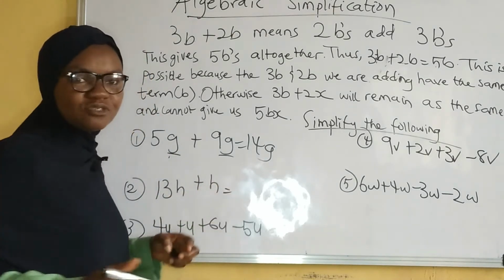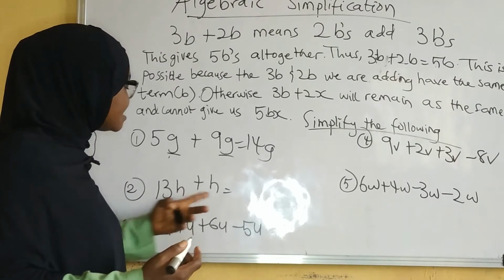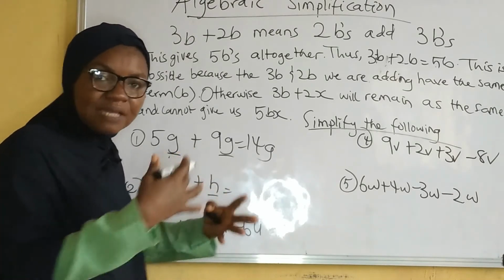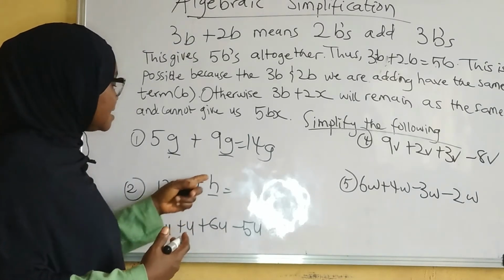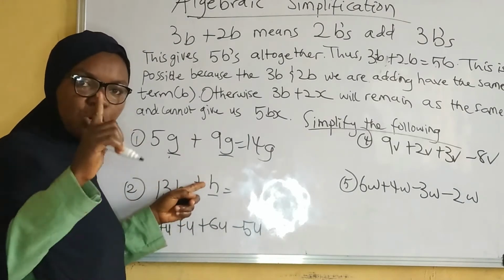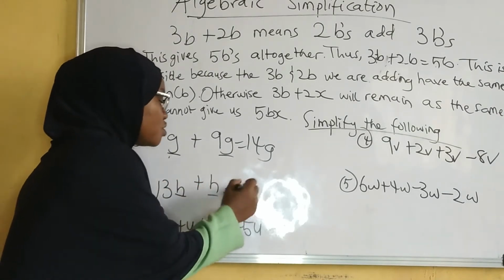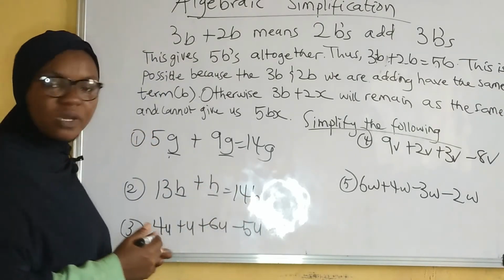Hence, if I'm going to add it together, I need to ask myself first, are they the same term? Yes, they are the same term because it is h. Hence, I can add them together. So I have 13 here. This one, I told you that it is assumed to be what? 1. The coefficient is 1. So it will now be 13 plus 1, and that gives us what? 14h. Now the third question is this.